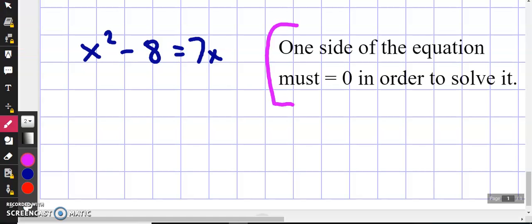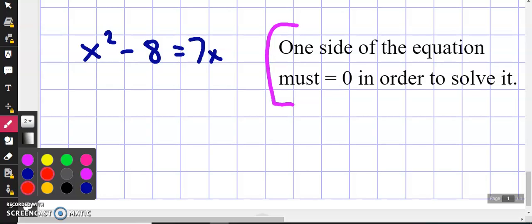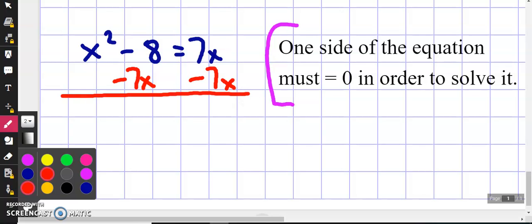It doesn't technically matter whether the 0 is on the left side or the right side. Usually we'll just figure out which side has the least amount of things on it, and that tells us where the 0 should probably go. In this one, I noticed that the right side of the equals only has a 7x. So I'm just going to subtract 7x on both sides to change the right side into 0.